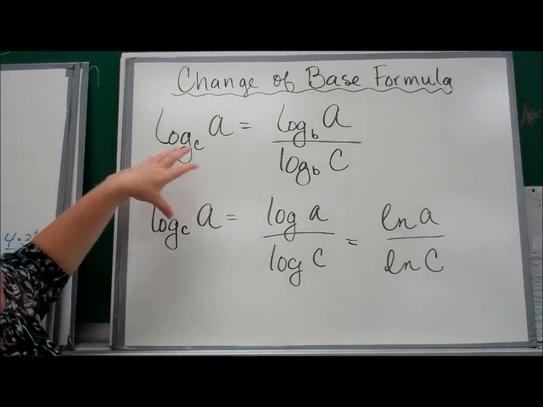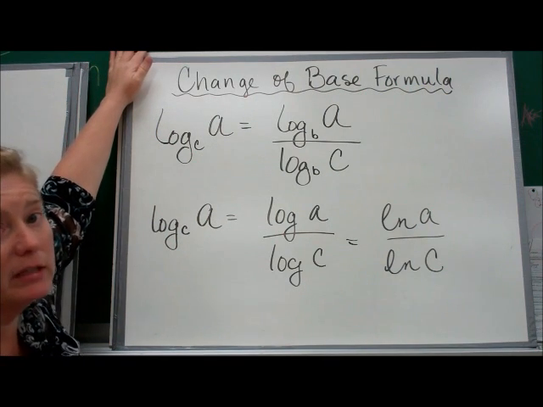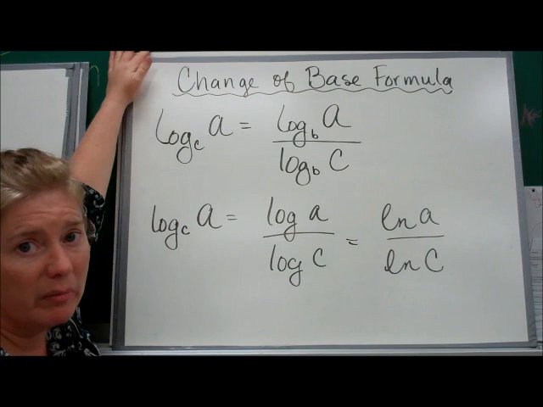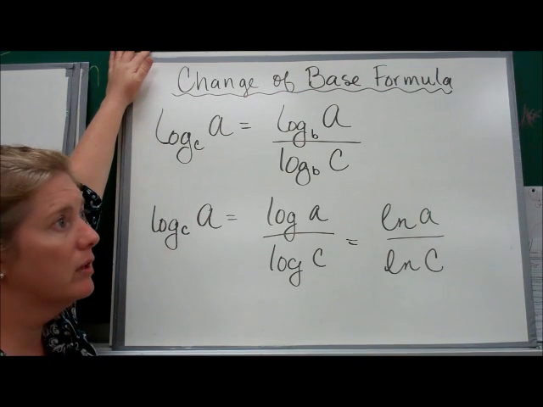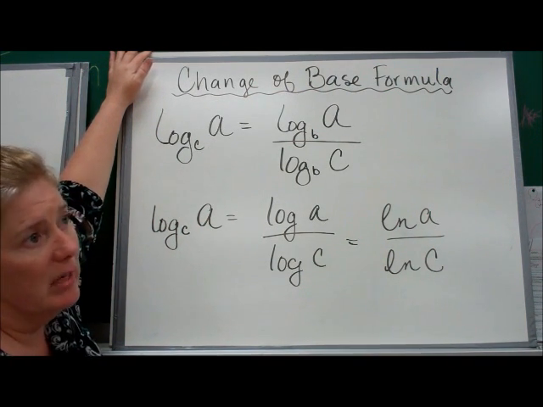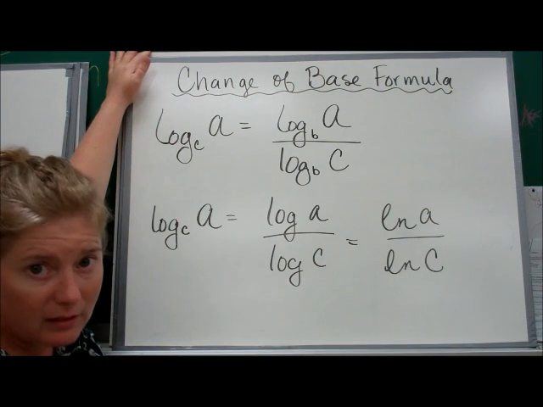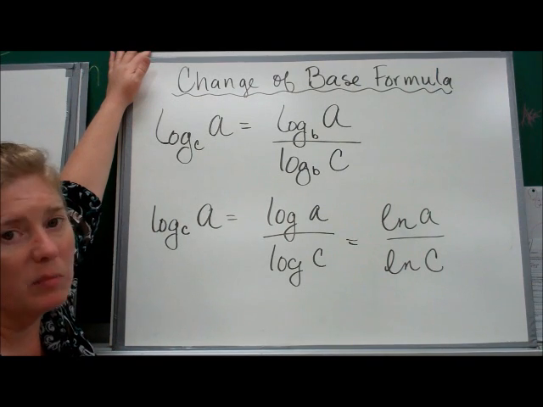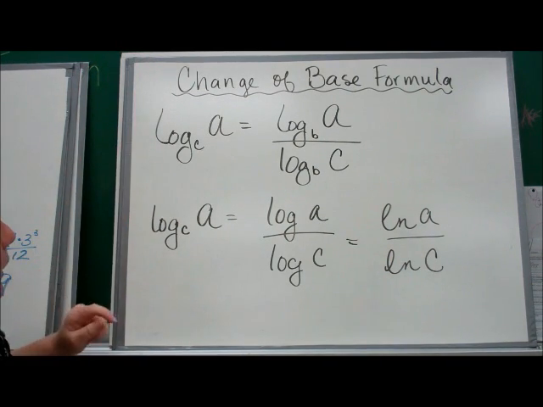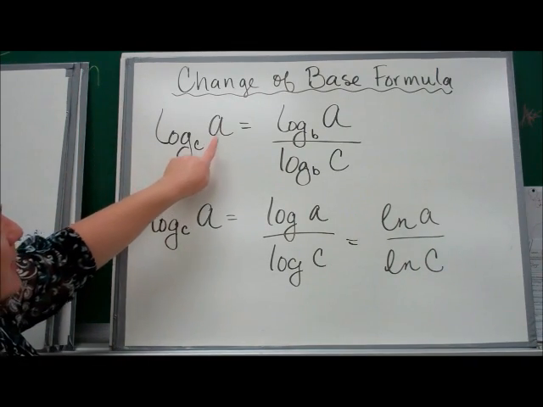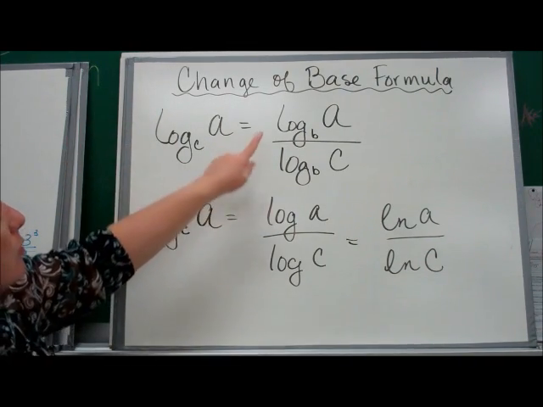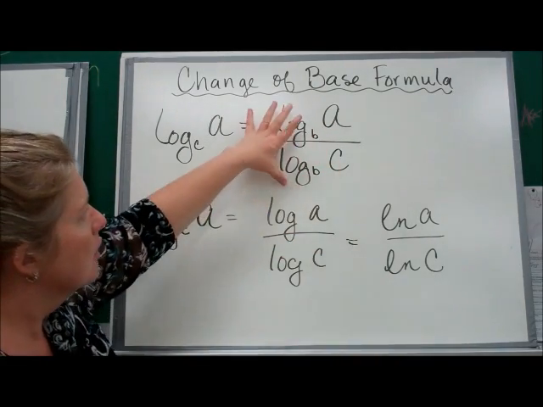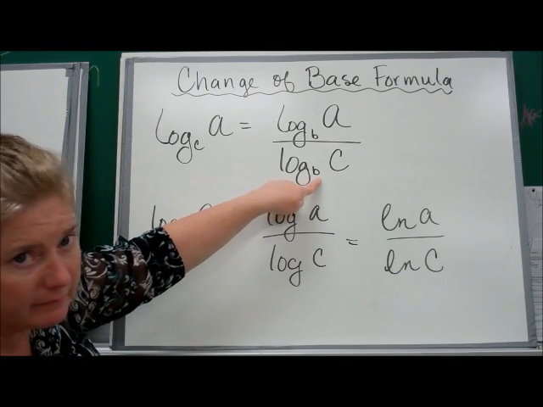Alright, this is something you're going to like. The change of base formula. One property of logs is that you can change the base. So if you don't know what the log base 2 of 12 is, you can change the base and get a decimal approximation for that. Log base C of A is equal to the log base B of A divided by the log base B of C. We're changing the base to base B.